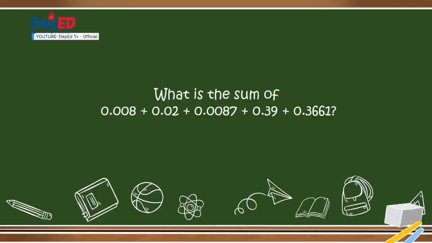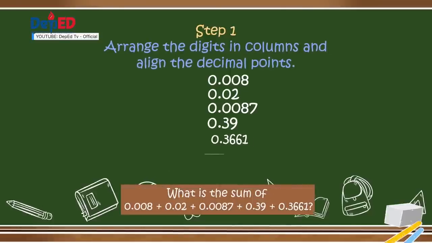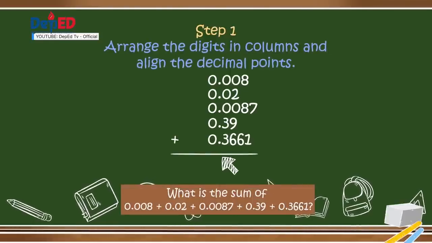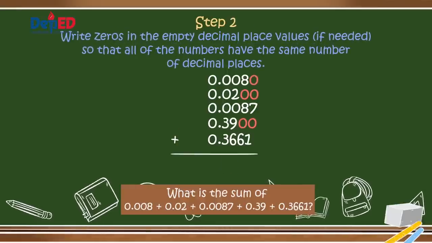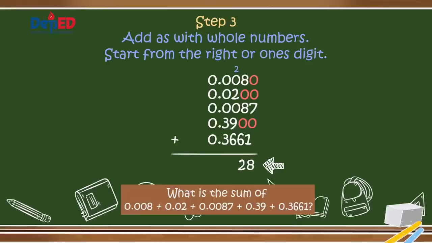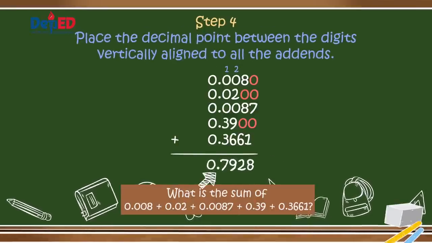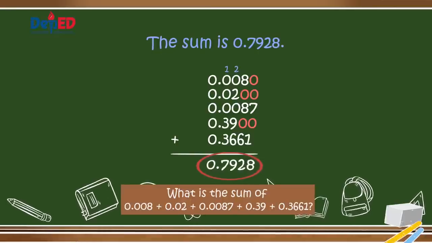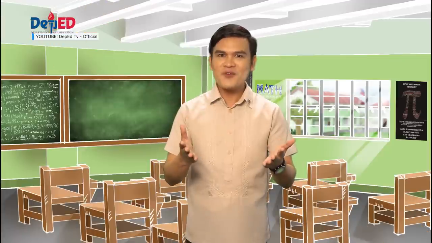Again, let's follow the steps in adding decimals. Step 1. Arrange the digits in columns and align the decimal points. Step 2. Write zeros in the empty decimal place values, if needed, so that all of the numbers have the same number of decimal places. Step 3. Add as with whole numbers. Start from the right or ones digit. Step 4. Place the decimal point between the digits vertically aligned to all the addends. So, the sum is 7,928 10,000s. Did you get the correct answer?